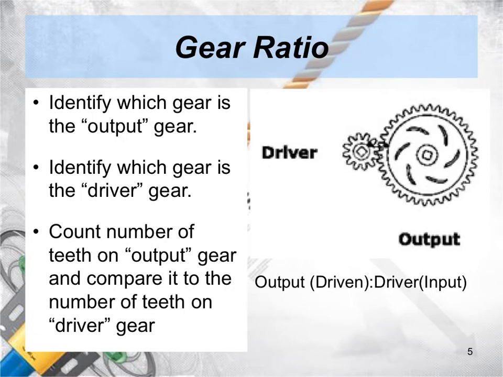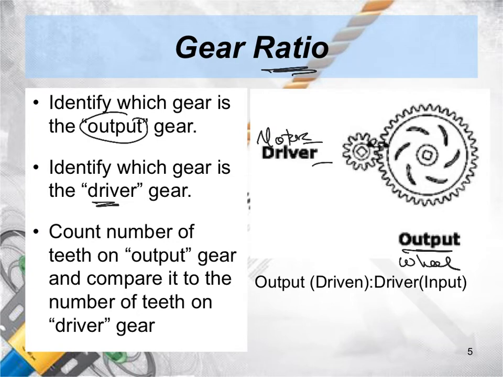So to figure out your gear ratio, you have to take a look at your robot and identify which one is the output gear. As we said, that's the one attached to the wheel. Then we have to identify which gear is the driver gear. That's the one that's attached to the motor. Remember, motor and driver end in R.